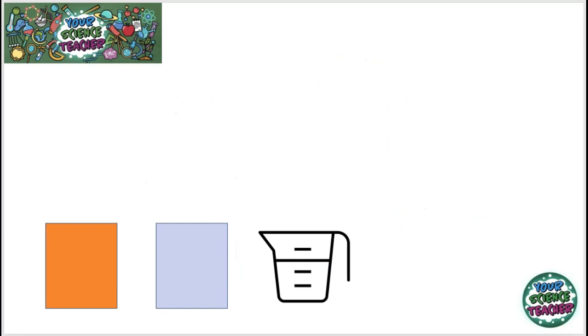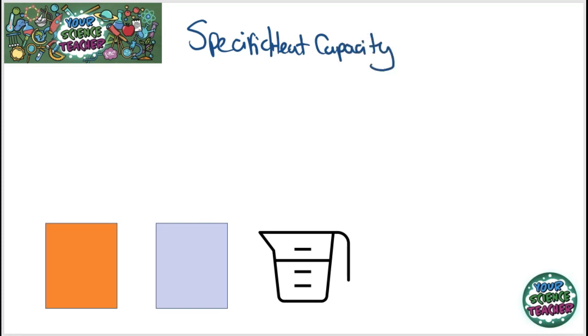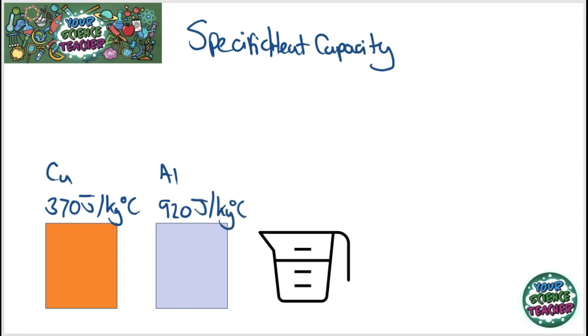We're now going to focus on energy transfers that involve heating. And we're going to look at a property of different materials called specific heat capacity. And I think it's best to explain specific heat capacity by looking at some different materials. So down here I have copper, which has a specific heat capacity of around 370 joules per kilogram degrees C. I have some aluminium, which has a specific heat capacity of 920 joules per kilogram degrees C. And I've got some water here, which has a specific heat capacity of 4,200 joules per kilogram degrees C.